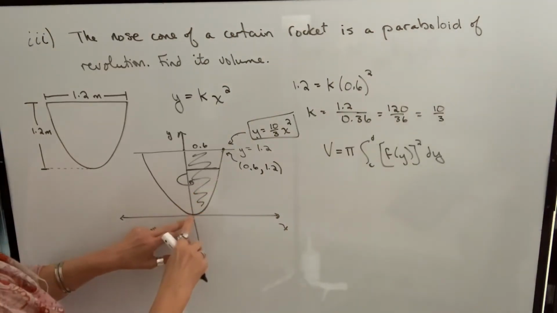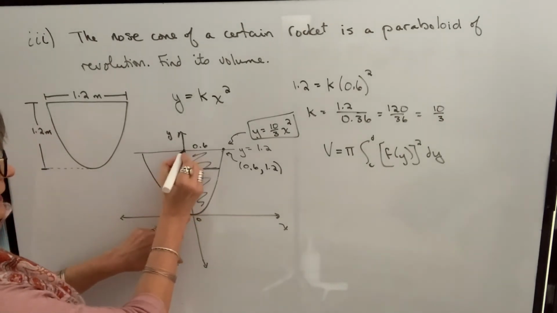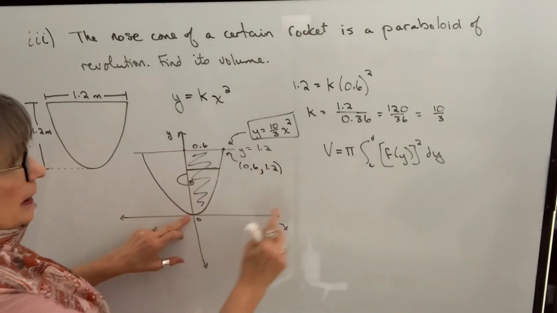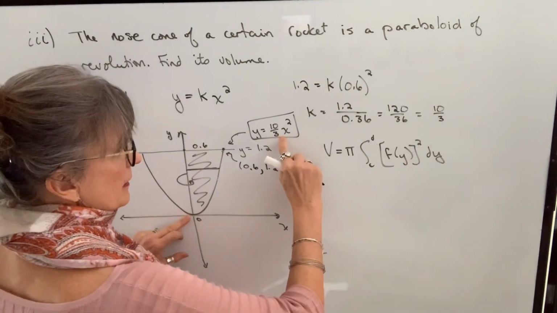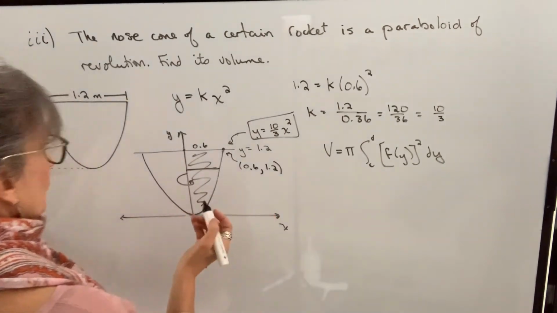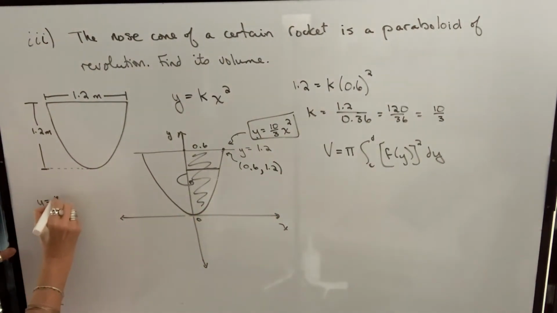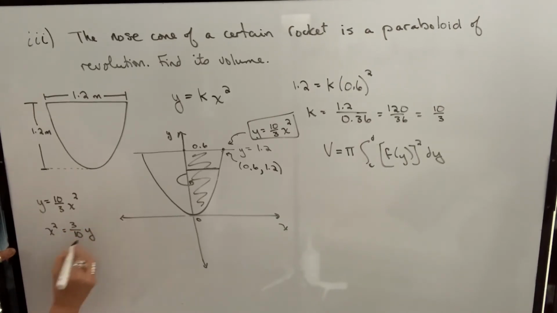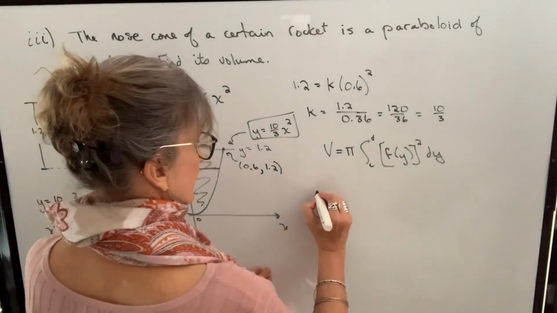And I know my c will be 0. I know my d will be 1.2. But I have to write my function as a function of y. Right now, it's a function of x. So I'm going to take y equals 10/3 x squared. I'm going to divide by 10/3, so x squared will equal 3/10 y, and then I'm going to take the square root. So x will be the square root of 3/10 times y. That's the function of y I'm going to use in my formula, so I can set up my volume now.